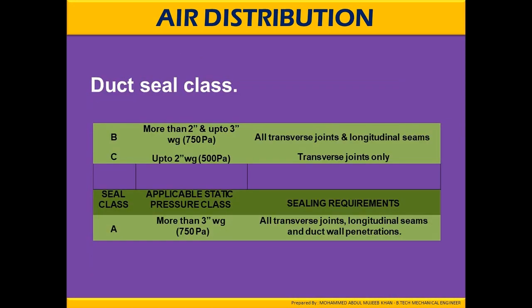Duct seal classes. More than 2 inch to up to 3 inch of water gauge, which is 750 Pascal. All transfer joints and longitudinal joint seams. The class C up to 2 inch of water gauge, which is 500 Pascal, is transfer joints only. Seal class A, application static pressure class more than 3 inch, which is 750 Pascal, all transfer joints, longitudinal seams and duct walls penetrations.